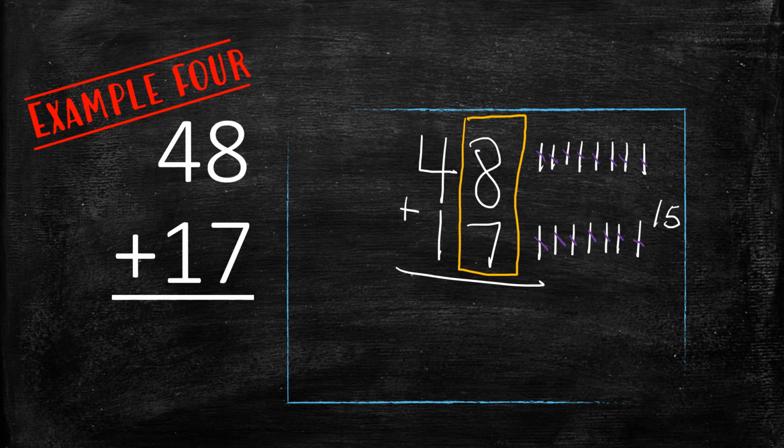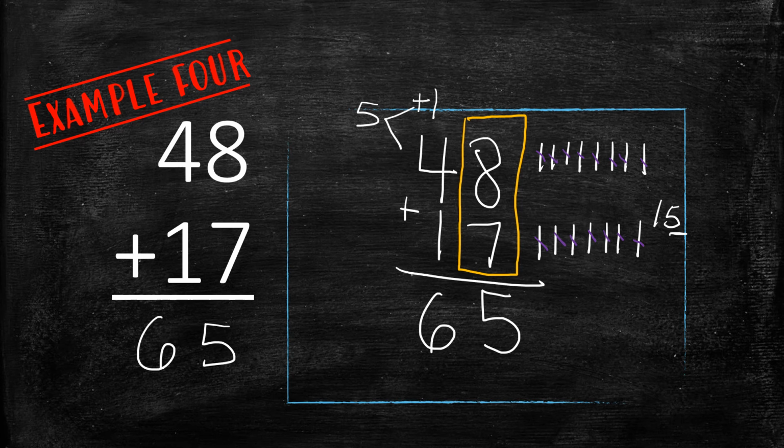Now, because the 5 is my second digit, that 5 stays underneath the 8 and the 7. And then my 1 goes on top with my plus sign. So now I can move on to the next step, which is to add all those numbers on the left-hand side. 1 plus 4 is 5. 5 plus 1 is 6, which means that my final answer is 65.